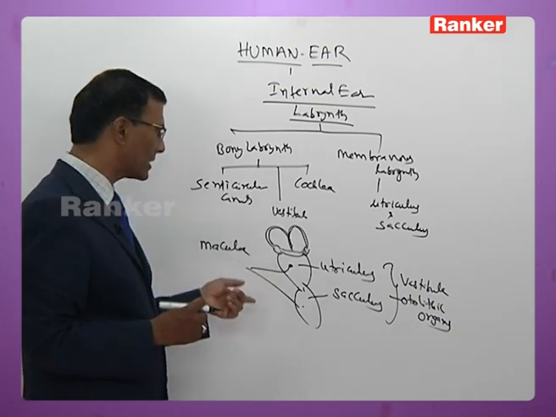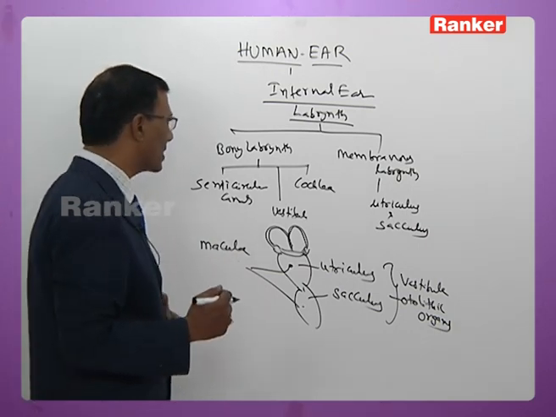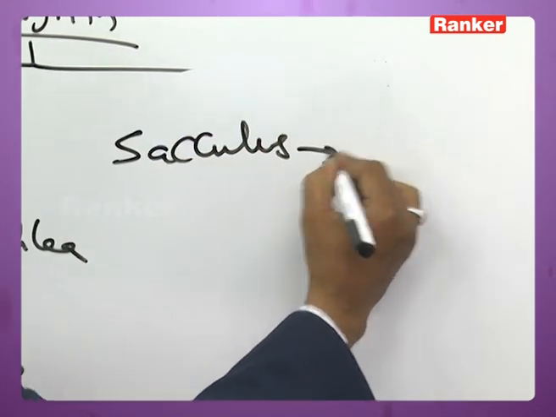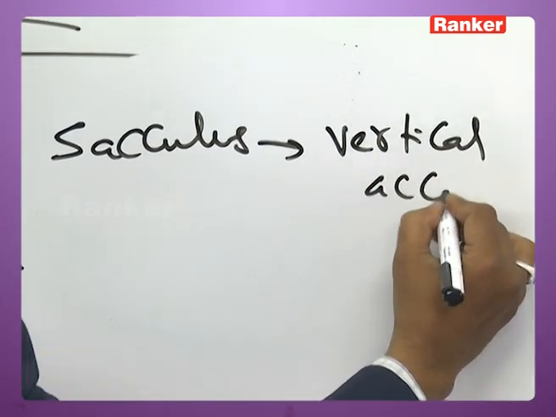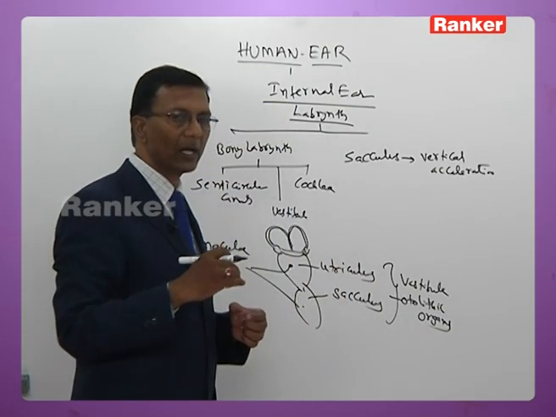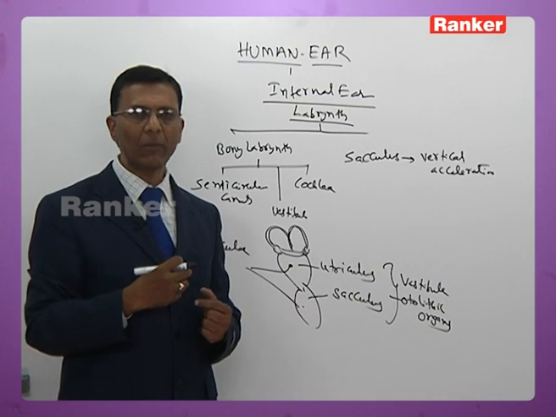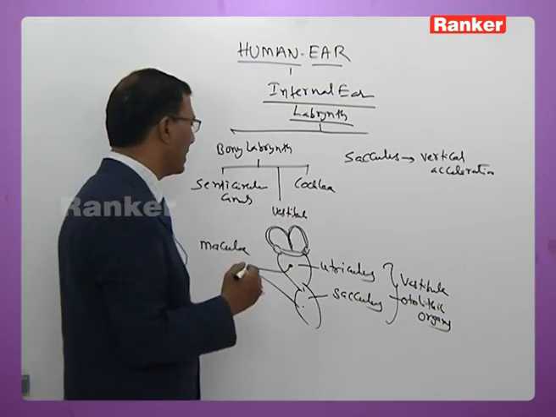Macula utricularis and macula saccularis, you call it here now. Then what are the functions here now? Sacculus is responsible for vertical acceleration. That is, while climbing the staircase or while moving in the lift, your body equilibrium is maintained by sacculus. Vertical acceleration is under control of sacculus.